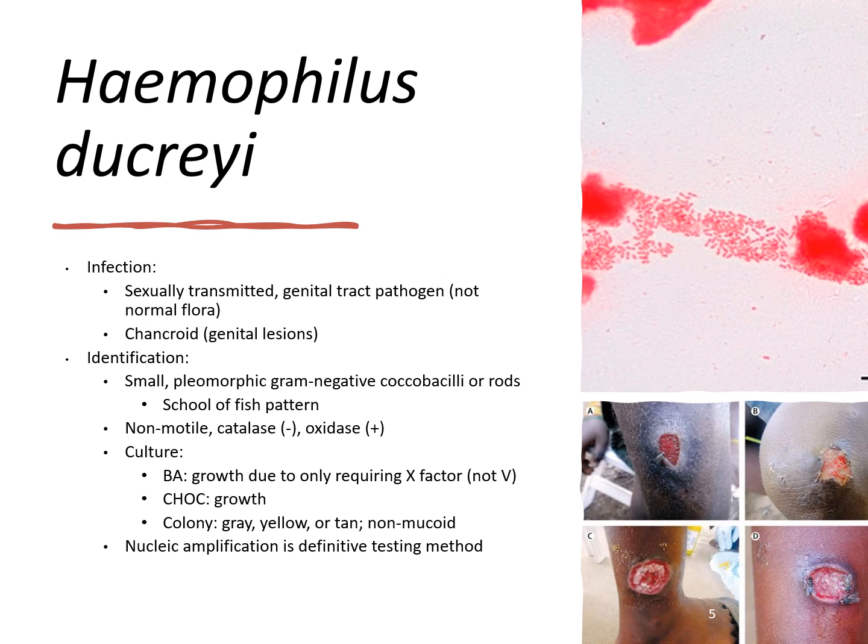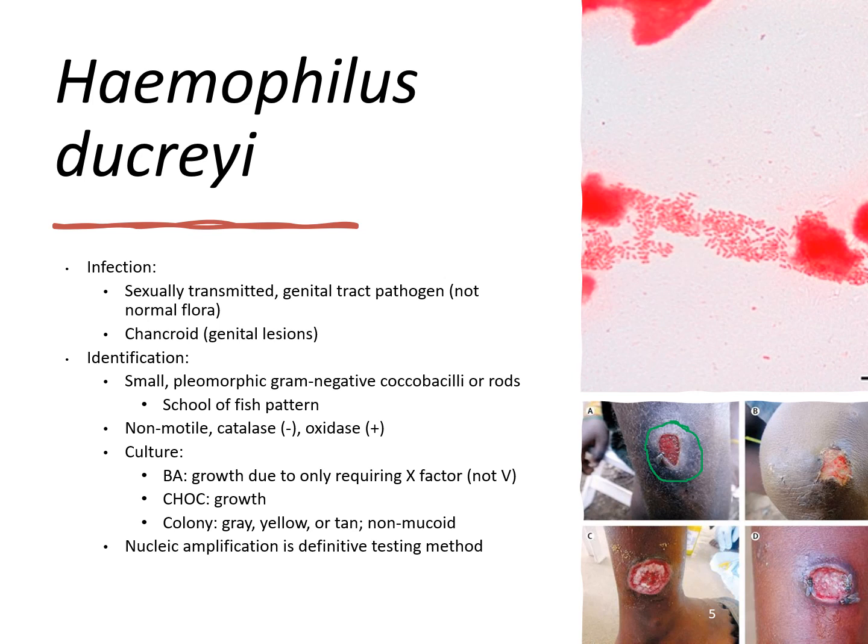Haemophilus ducreyi, depending on who pronounces it. This organism is transmitted sexually through the genital tract, and so this is not normal flora. It causes genital lesions, and you can see down here at the bottom, of course these aren't images of genital lesions because I'm trying to keep it a little PG rated here, but these are similar to the lesions that it would cause, those open wound type lesions.